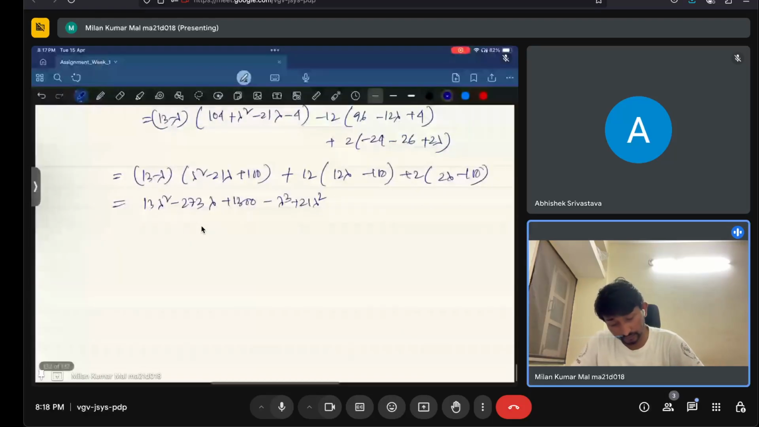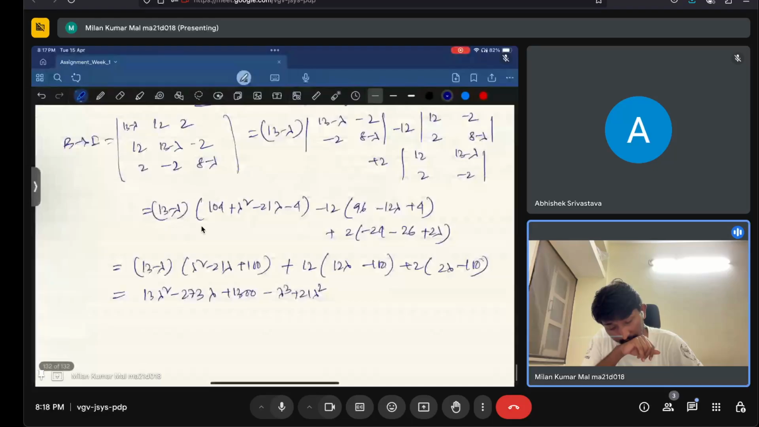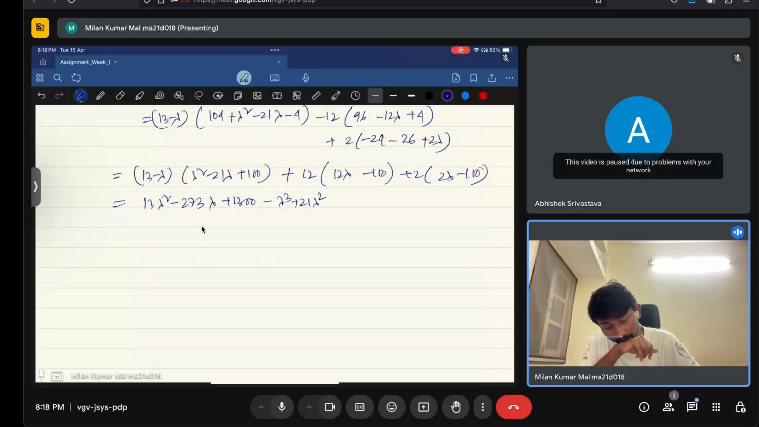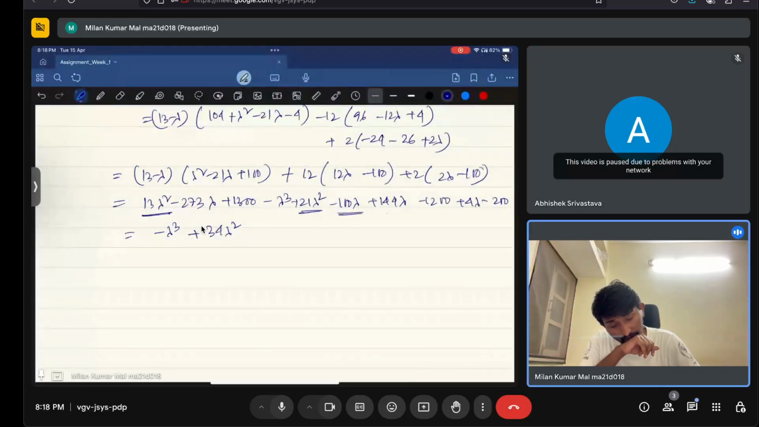So this is 13 lambda minus 273, 13, 3, 1, 26, 27 lambda plus 1300 minus lambda cube plus 21 lambda square minus 100 lambda plus 144 lambda minus 1200 plus 4 lambda minus 200. So therefore what we get: minus lambda cube, 13 lambda square, 21 lambda square, plus 20, 34 lambda square. And next is 100 lambda, 144 lambda, 4 lambda and 273 lambda.